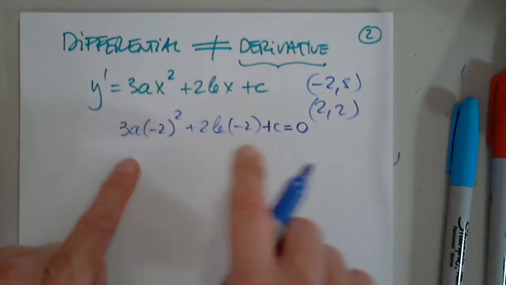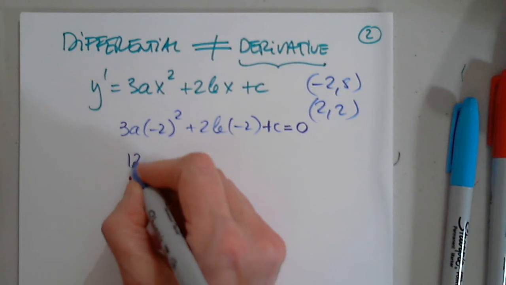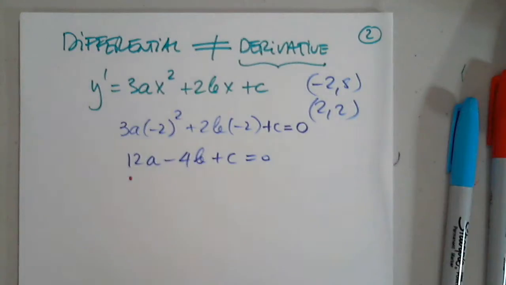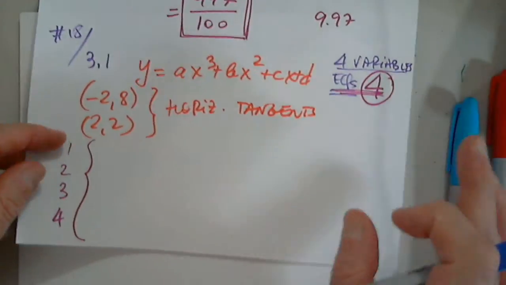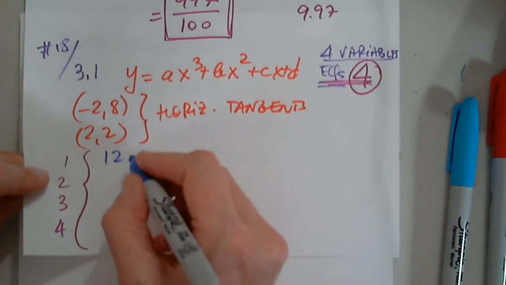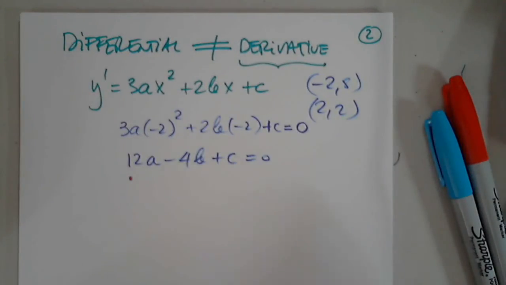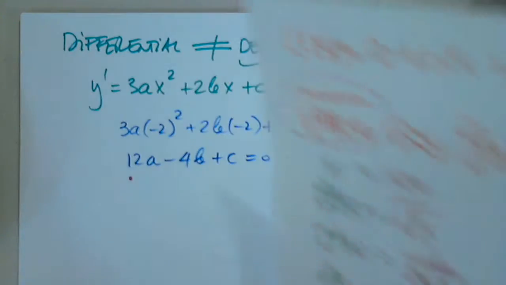And I'm going to simplify it. I have 4 times 3, which is 12A, and then minus 4B plus C equals 0. I got my first equation: 12A minus 4B plus C equals 0. Great job. We have to create 3 more.